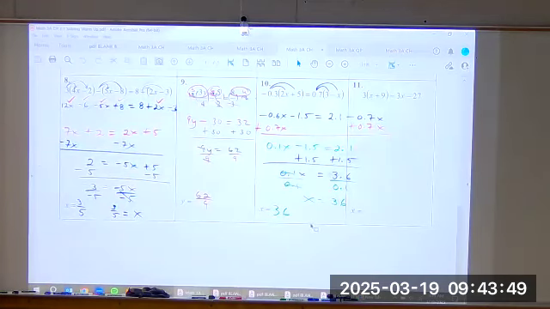A lot of that is what you're going to see on the 2.1 and 2.2 homework. Okay. So that's where we're going to be at 10.